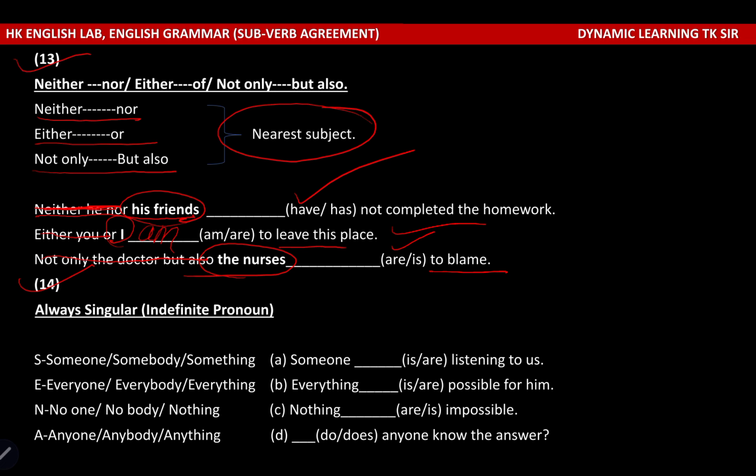And to remember all these things, I have a short trick. SENA. SENA means S for someone, somebody, something. E for everyone, everybody, everything. N for no one, nobody, nothing. A for anyone, anybody, anything. So you can say things like someone is listening, everything is possible, nothing is impossible. Does anyone know the answer? Okay.